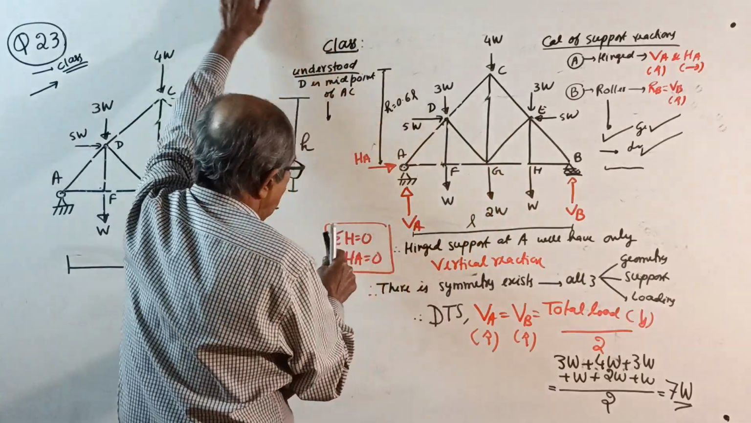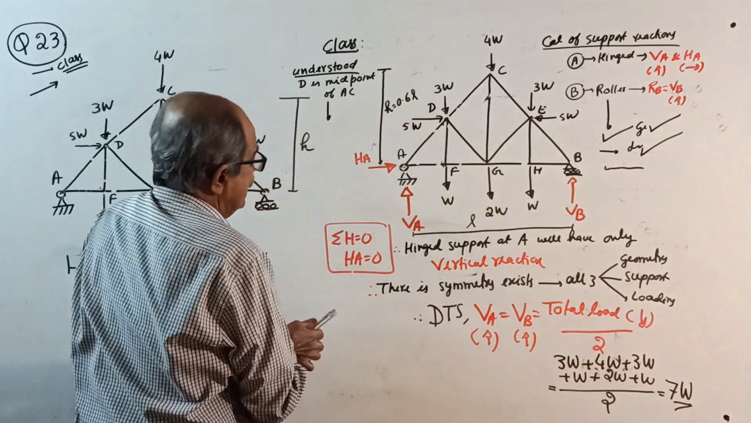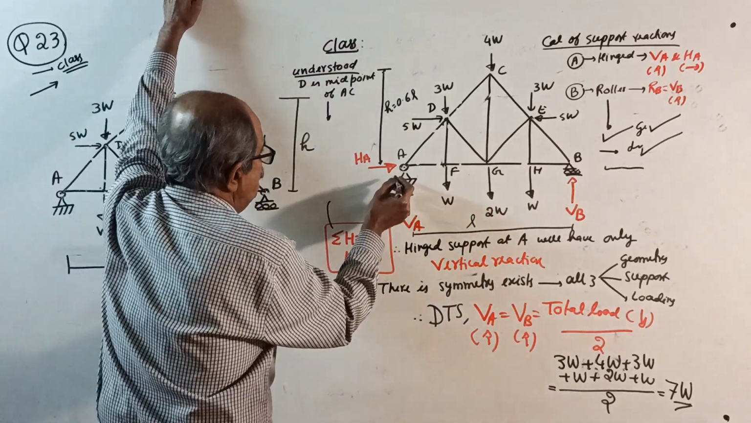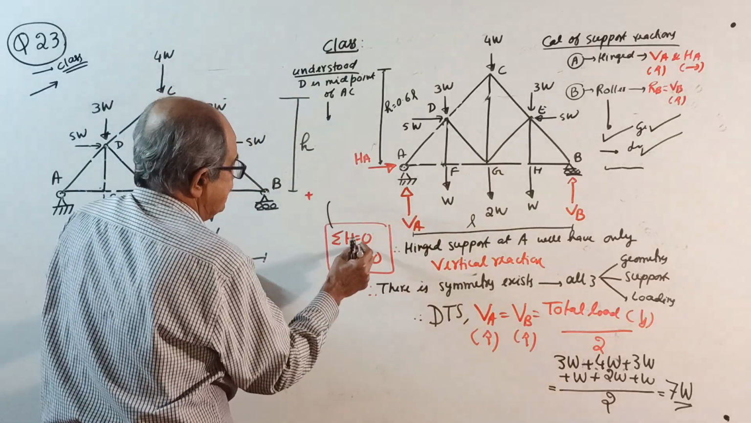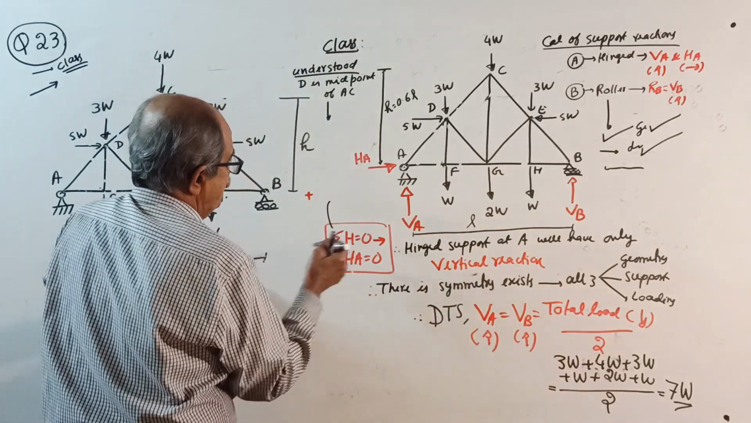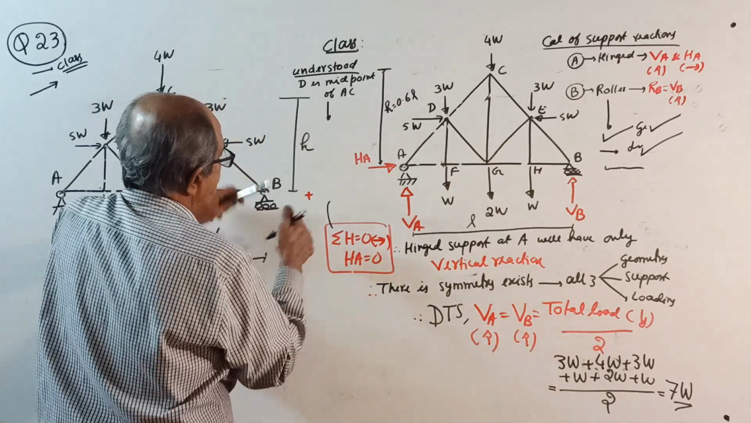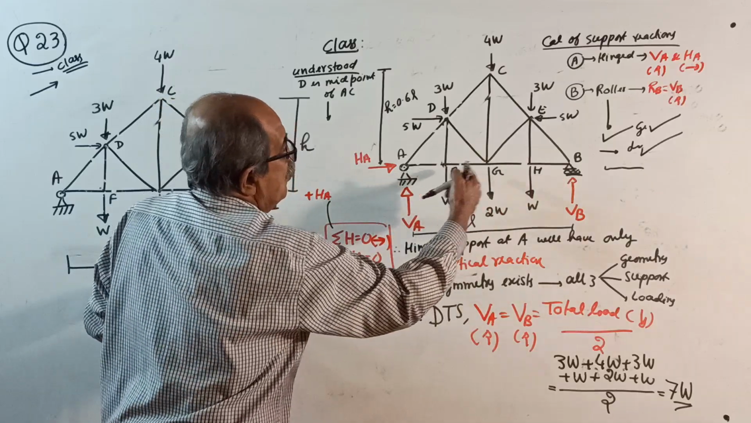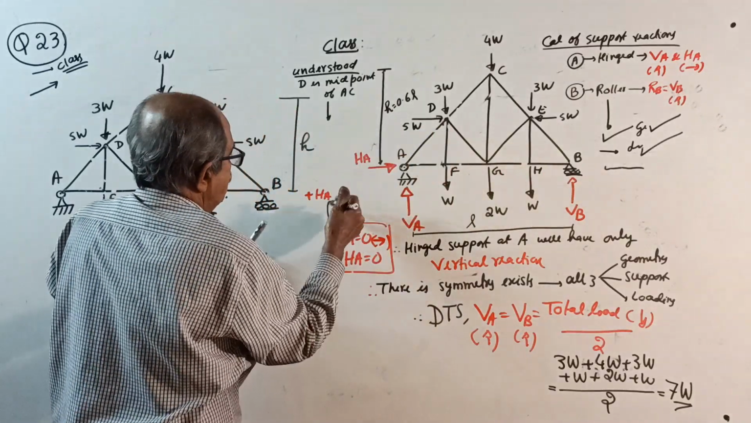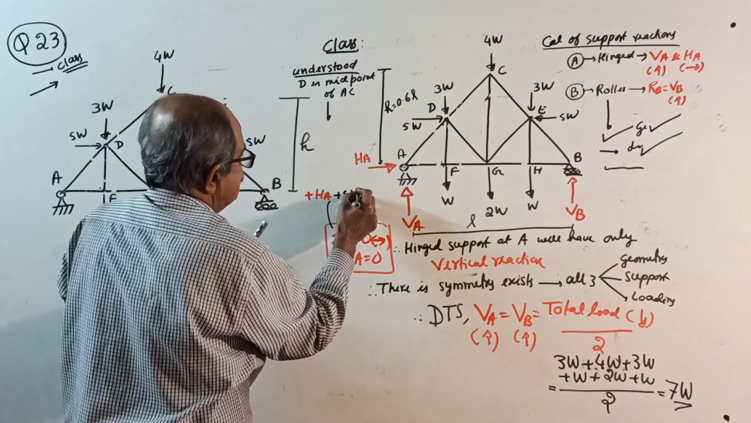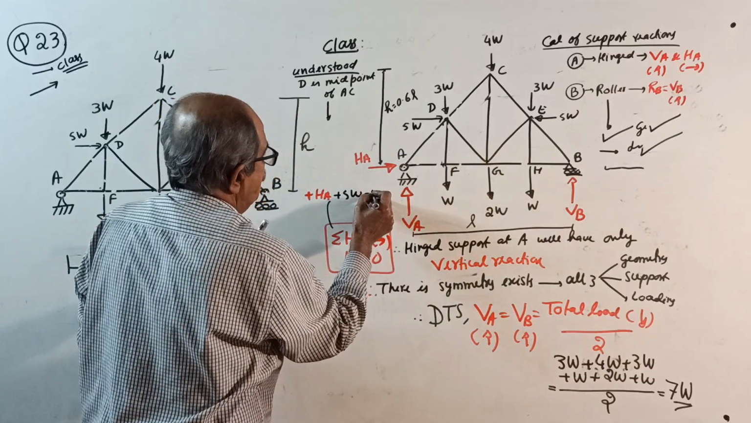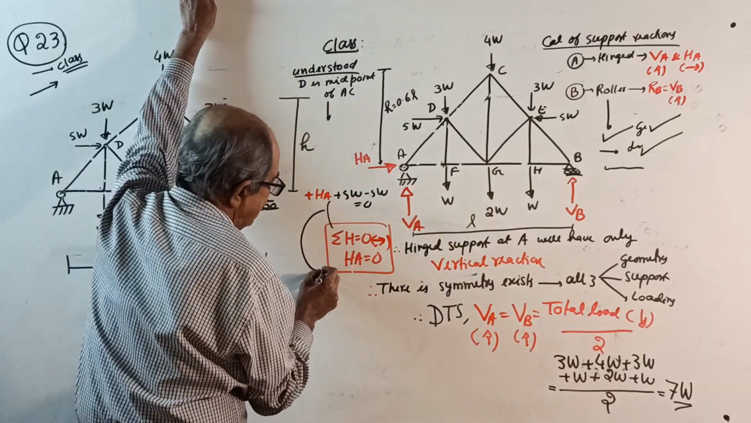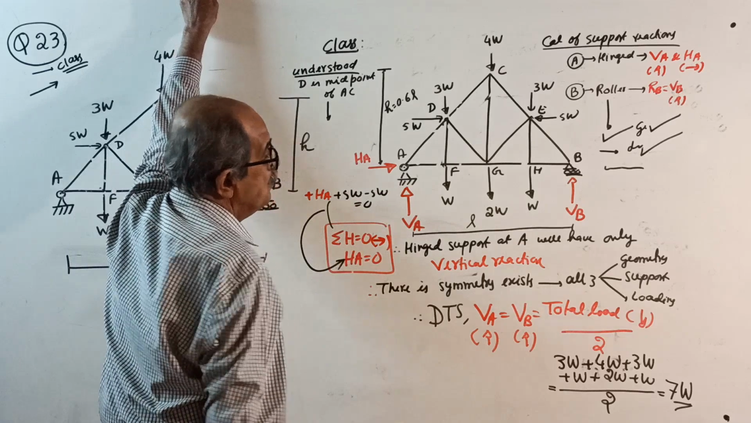Okay, do one thing. Apply sigma H equal to 0. What happens? See there? Horizontal loads are there. If you apply sigma H equal to 0, you get plus H, right side positive. Plus HA, plus 5W, minus 5W equal to 0. Therefore, right here, HA equal to 0.